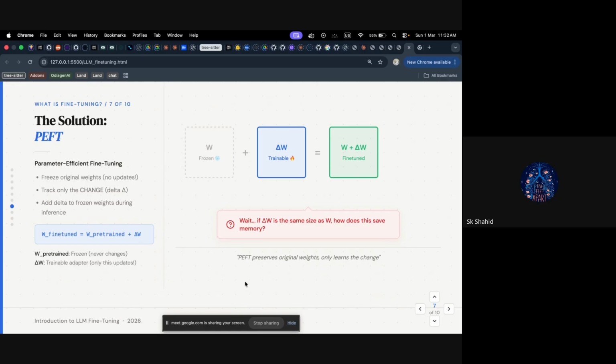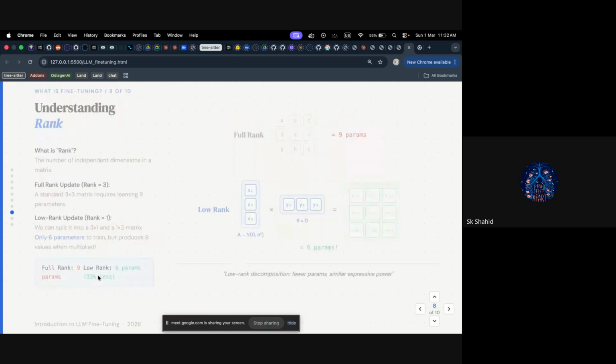We need to track, for our data set, what should be the change in the weight. What value should I change in the weight to update according to my data set or my information? And then we later just add it. So this is the idea that parameter efficient fine tuning came up with.